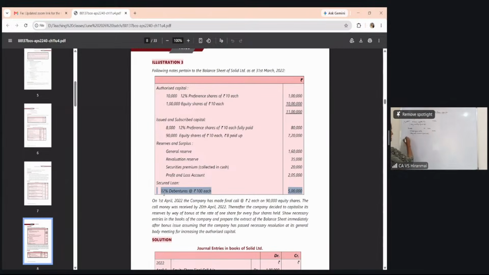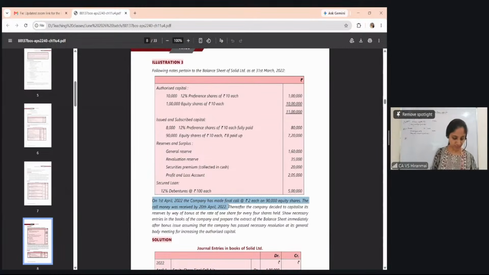Now what is the ratio that is given to you? What is the working note ratio you have? They are telling, please listen to this. On 1st of April, the company has made the final call of rupees 2 each on the equity shares. Call money was received by 20th April. So here please write the dates. 1st of April 2022, money received on 20th of April 2022.